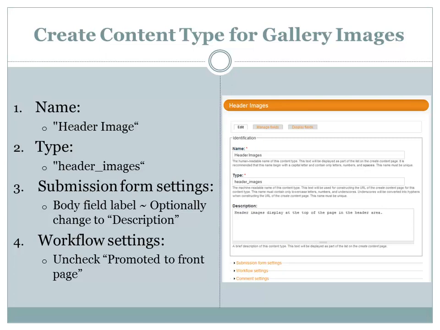We're going to have a description of that image. Remember, we're going to put that in a little gray overlay shadow box over the main image. And when we're uploading these images, we're not going to select that they be promoted to the front of a page like an article or a news event or anything like that. We're going to use views to display these. So we want to uncheck promote to front page.